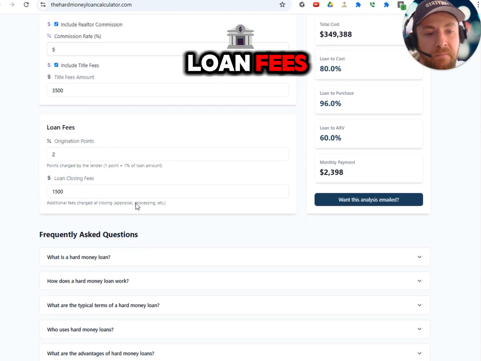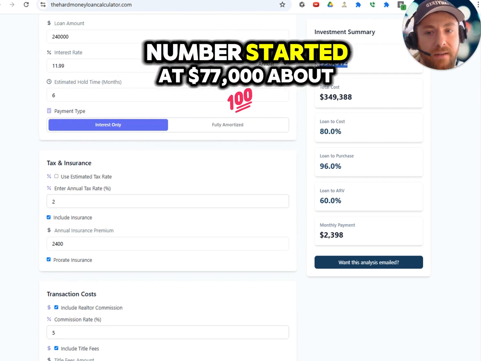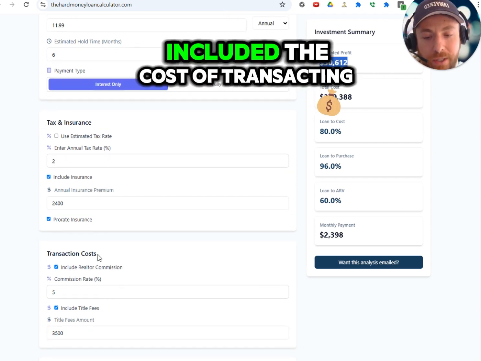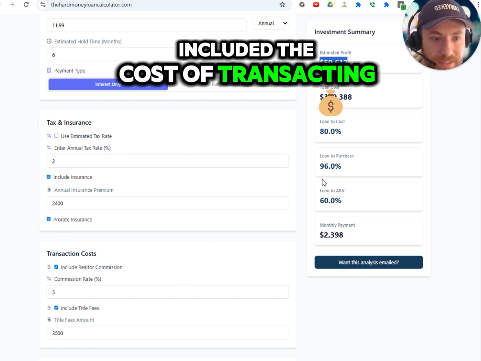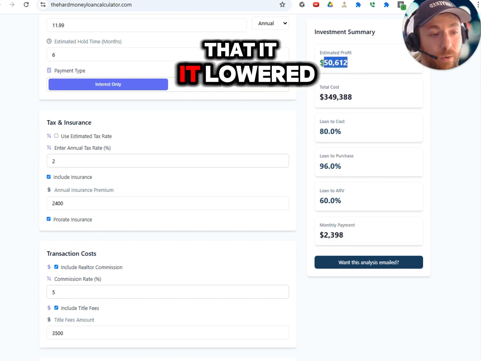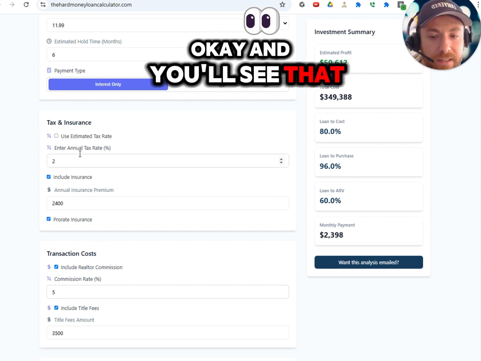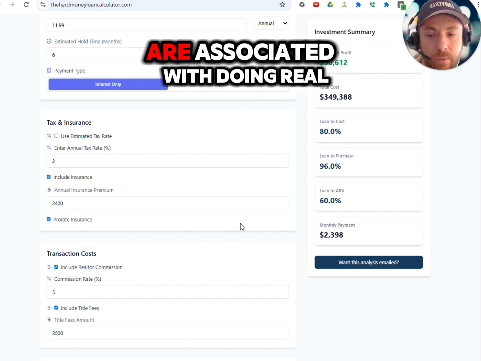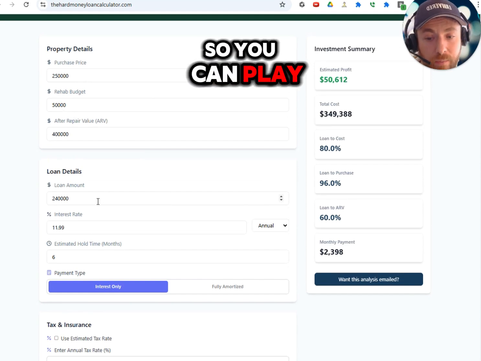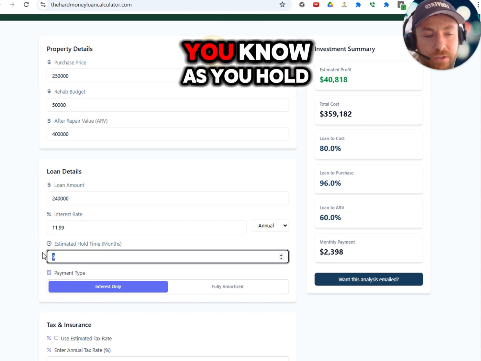And then of course your loan fees. So if you scroll back in this video, you'll see that this number started at about $77,000. I think that was what the number was. But then we actually included the cost of transacting real estate, and you see that this deal lowered by almost a third or over a third. It's just because these extra third-party costs that are associated with doing real estate deals don't get accounted for. So you can play around with these numbers. I mean, if you hold it for 8, you hold it for 9, you see that as you hold it.